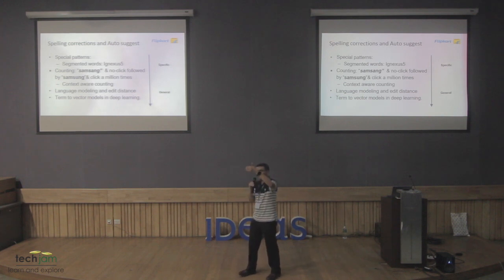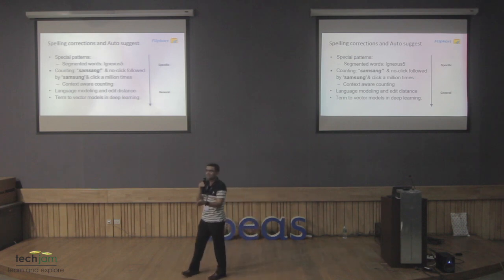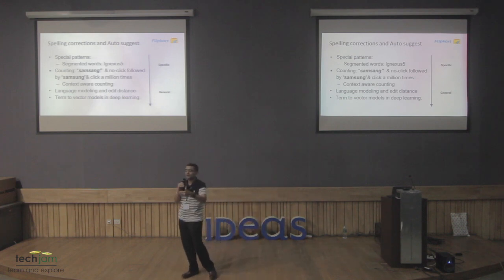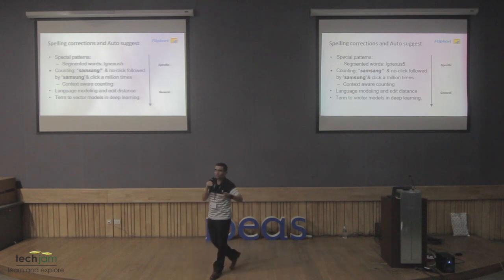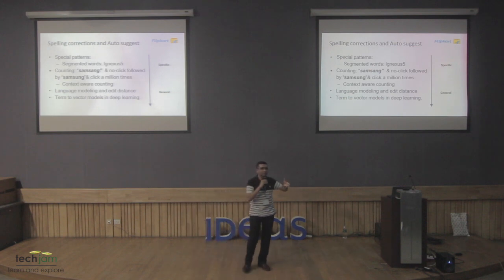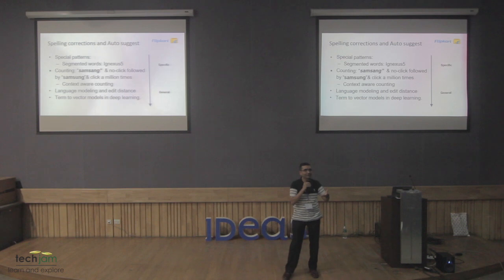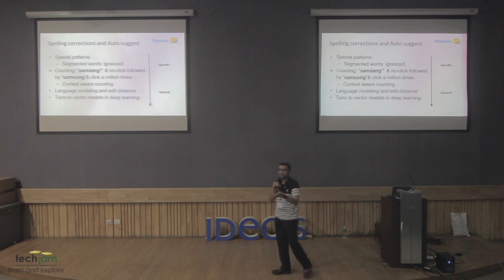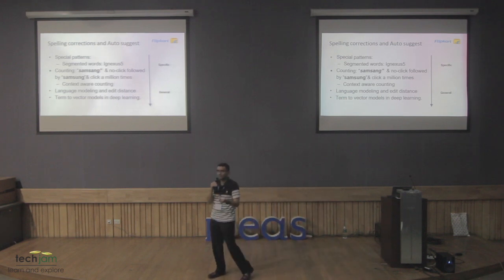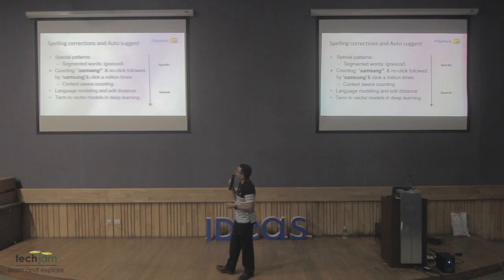So these techniques are going from very specific ones to more generic ones. The specific ones address a very small slice of your query segment, but they're typically accurate and their precision is very high. As you go down, your coverage increases in terms of the number of queries you will affect, but your precision goes down. So there's a standard precision recall trade-off that you will see in these different techniques.